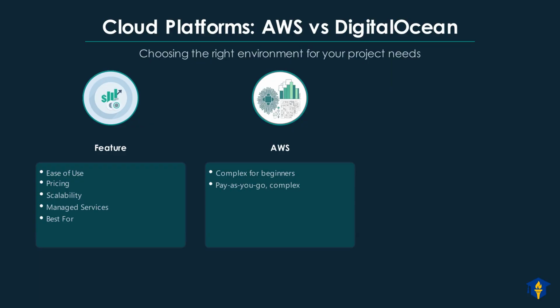Its pricing is a pay-as-you-go model, which can become complex to estimate due to many variables. AWS is known for being highly scalable, offering robust solutions that can grow with virtually any demand. It provides an extensive range of managed services, covering almost every conceivable need for cloud infrastructure. Therefore, AWS is best suited for large-scale enterprise projects requiring maximum flexibility and power.